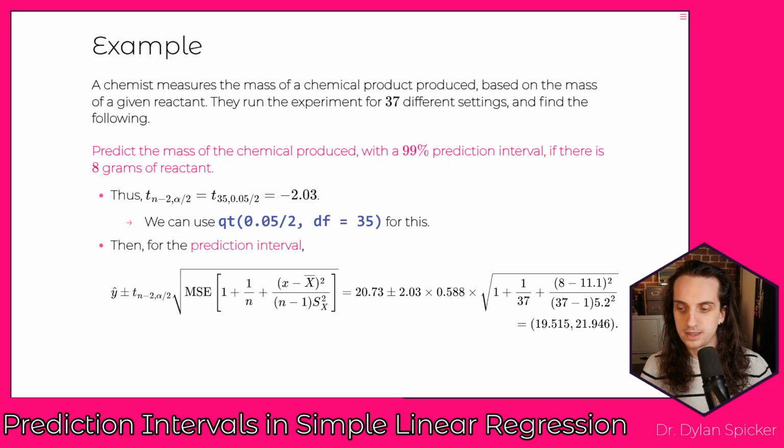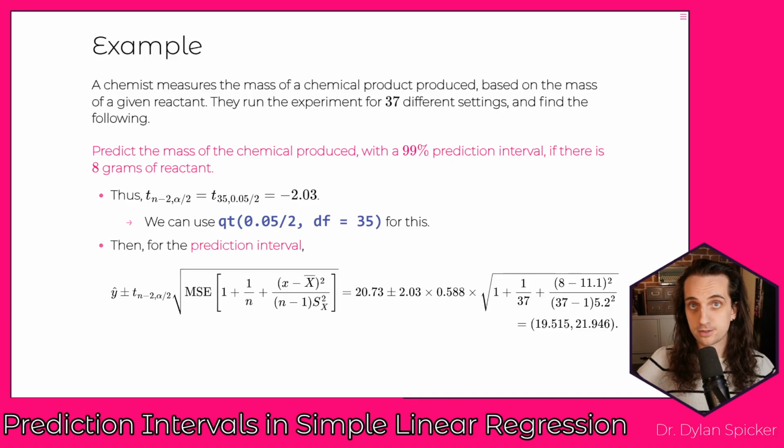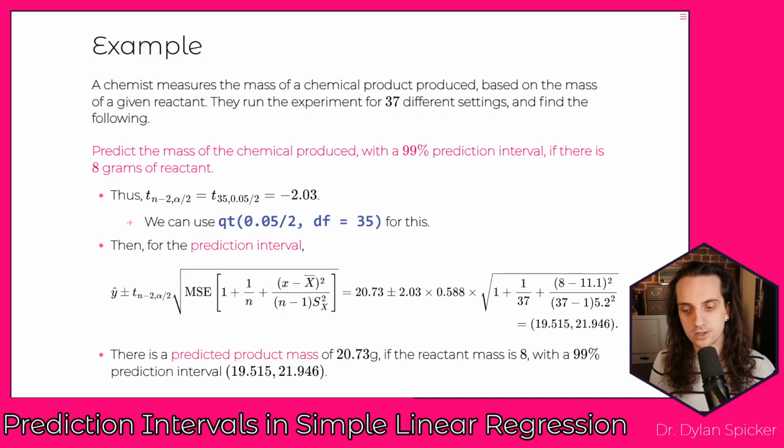For the prediction interval, we then take 20.73 plus or minus the critical value times the square root of the MSE times, and then we have that form in brackets there. So the 1 plus 1 over n plus x minus its mean squared over the n minus 1 times the sample variance. And so if we work through that whole calculation, plugging all of the values in, we get 19.515 to 21.946. Okay, and so what we're saying here is that we're going to predict that there is going to be a product mass of 20.73 grams if the reactants have a mass of 8 grams, and we have our 99% prediction interval between 19.52 and 21.95.